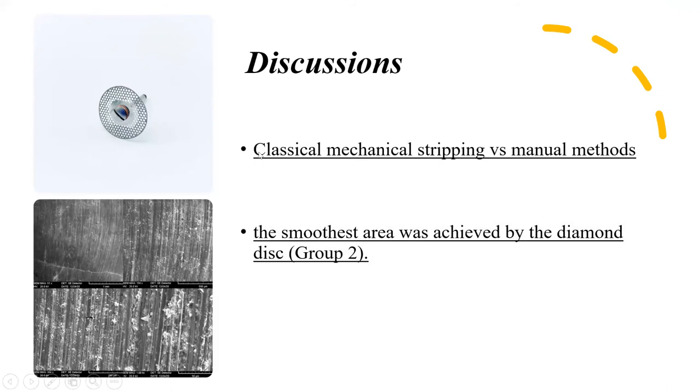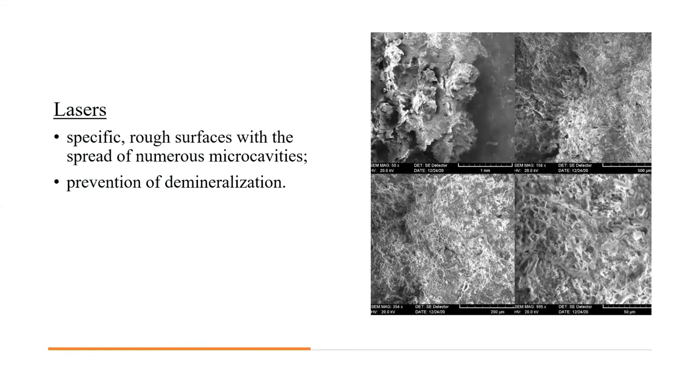The main problem is determining which method is better, the mechanical stripping or the manual methods. From our SEM analysis, we saw that the smoothest area was achieved by the diamond disc. Also, preparation with the laser shows rough surfaces and numerous micro cavities. But one advantage of using the laser for stripping is that it prevents demineralization of the teeth.